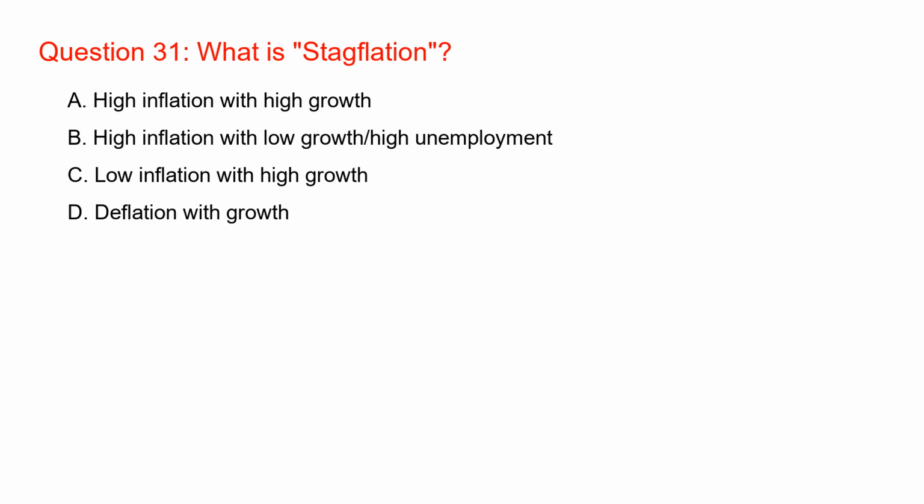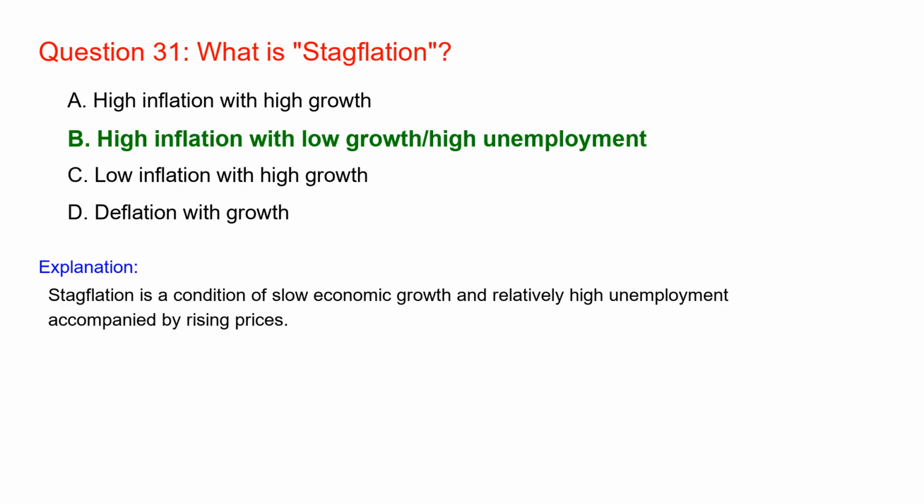What is stagflation? High inflation with low growth, high unemployment. Stagflation is a condition of slow economic growth and relatively high unemployment accompanied by rising prices.